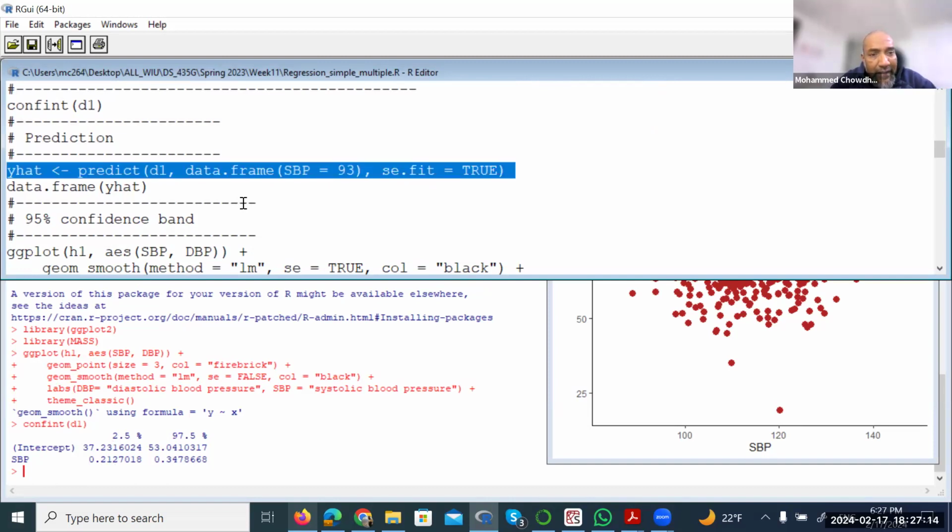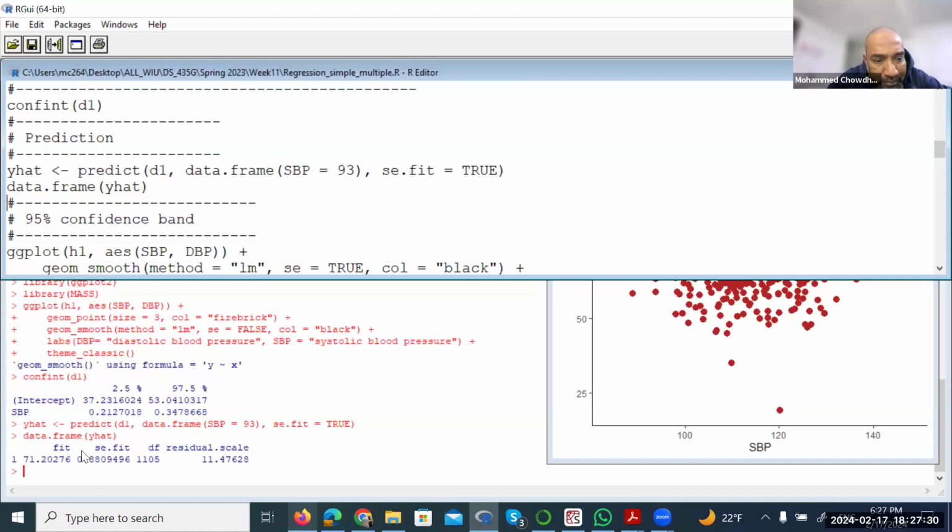So we want to predict for a particular value. In such a case, I have to write like this. So take a look at that. I am taking SBP equal to 93, and then I want to see the fitted value is 71. Standard error is this, DF is this, residual is this. Residual is the difference between observed and predicted values. That is called the residual.